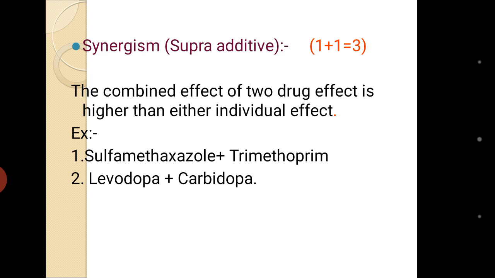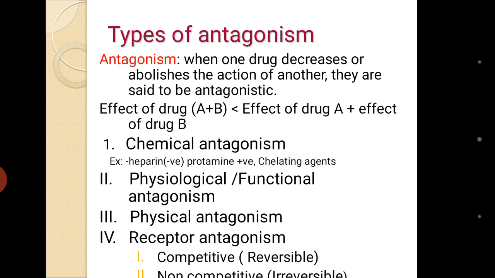That's why they are given this combination. Next we'll move on to the antagonism. What do you mean by an antagonism? It means one drug will inhibit the effect of another drug. So in terms of pharmacology, an antagonist is going to inhibit the effect of an agonist.